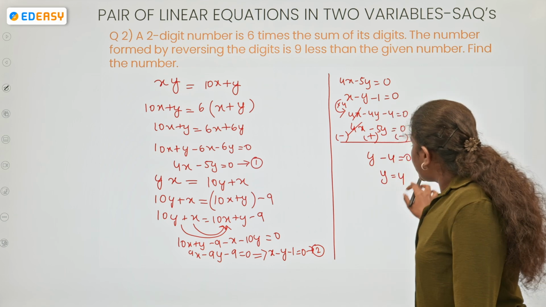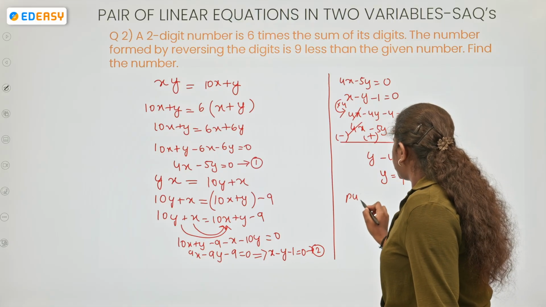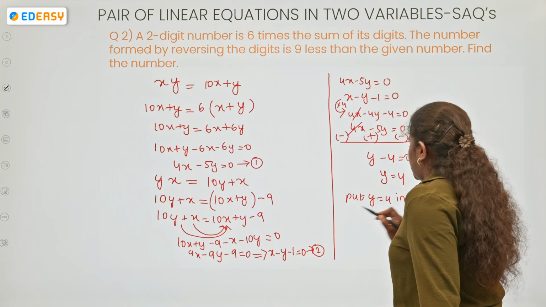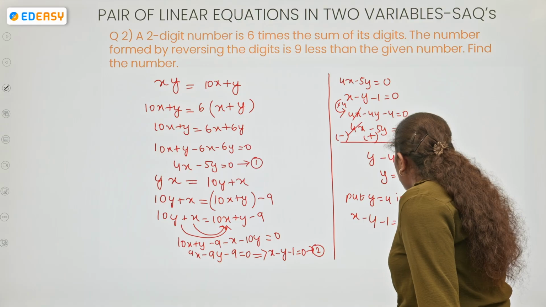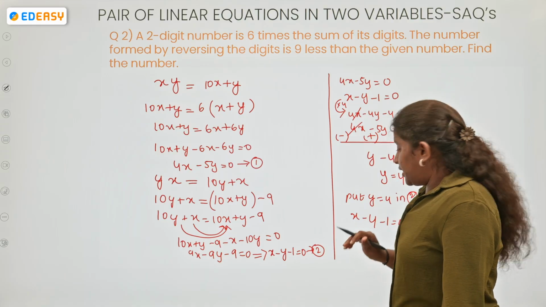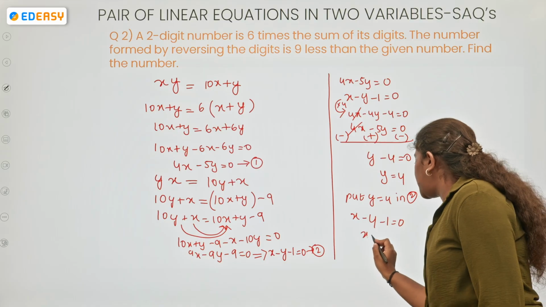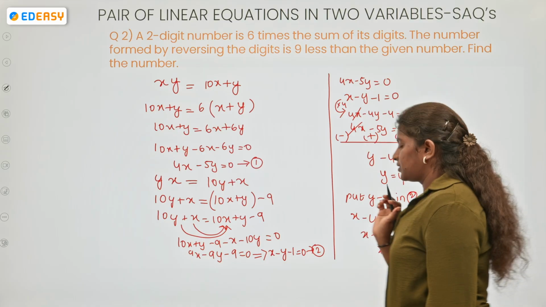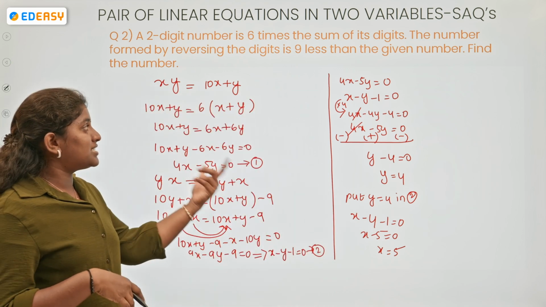Now we got y equals 4. Put that value in equation 2. Put y equals 4 in equation 2. So what will happen? x minus 4 minus 1 equals 0. Right? Now minus 4 minus 1 is minus 5. x minus 5 equals 0 and x equals 5. So simply we got the x and y values. Now what will the number become?